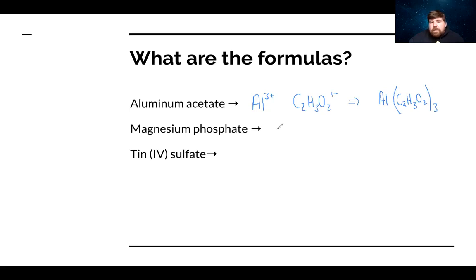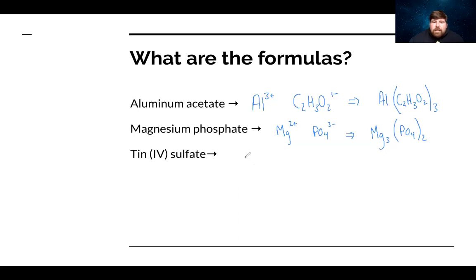Magnesium phosphate, well, we know magnesium has a 2+ charge. Phosphate is going to be the polyatomic ion PO4 3-. And if you use the criss-cross rule, we know that we're going to have 3 magnesiums and 2 phosphates, and we represent the 2 phosphates. We write phosphate down once in parentheses and a 2 on the outside.